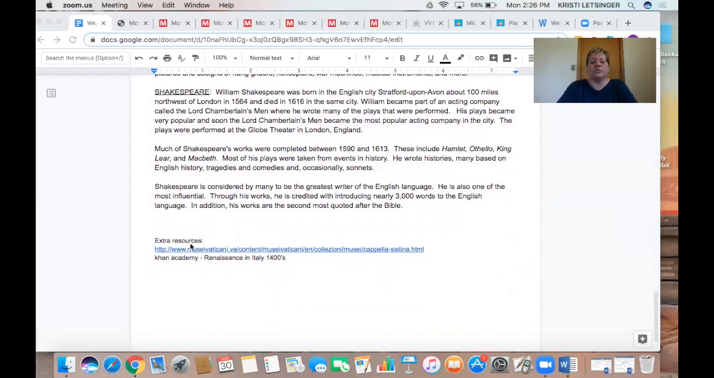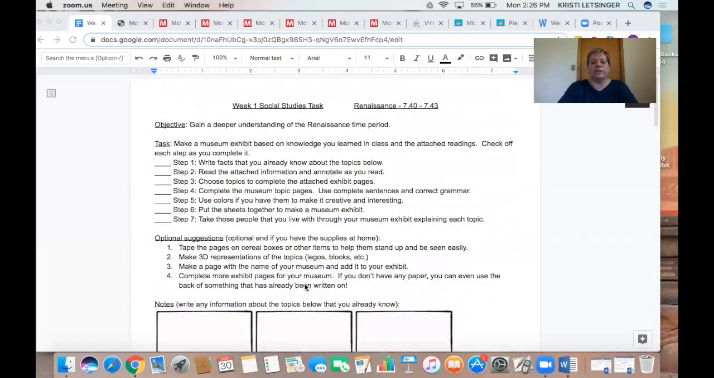There are also some extra resources at the bottom, and these resources are for you to use if you need more information, if you have access to the internet. There's lots of extra things out there, but these are just 2 that I pulled out if you wanted a little bit more information.